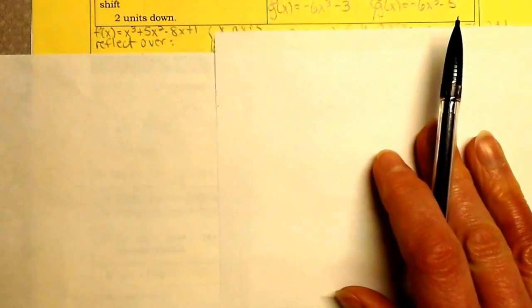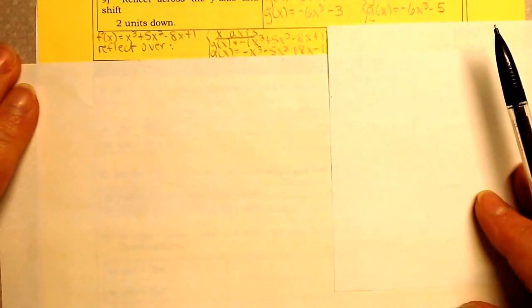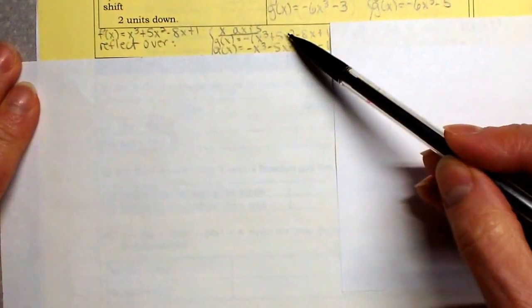If I want to reflect across the x-axis, that means I have to take the opposite of y, which is the entire function. So the negative sign goes on the outside of the parentheses, and I take the opposite of every term. So I took the opposite of this, opposite of this, opposite of this, opposite of that.